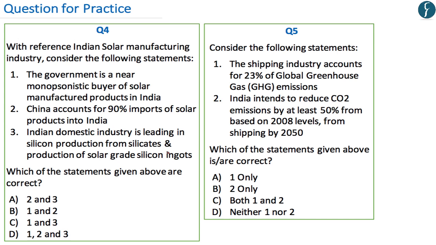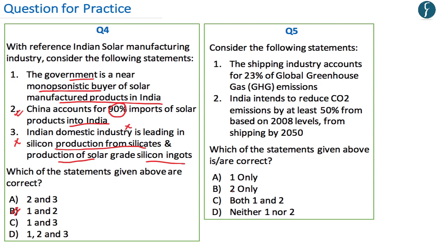Now there are two more questions for your practice, and as you already understand, pause this video, solve both of these questions, and wait for 5 seconds for the correct answer. Now the correct answer to question number 4 is B, 1 and 2, whereby the Government of India is a monopolistic buyer of solar manufactured products within India. Statement number 2 is also correct, that China accounts for 90% of imports of solar products within India. However, it is statement number 3 which is incorrect, whereby India does not have a domestic industry in silicon production from silicates and the production of solar grade silicon ingots.